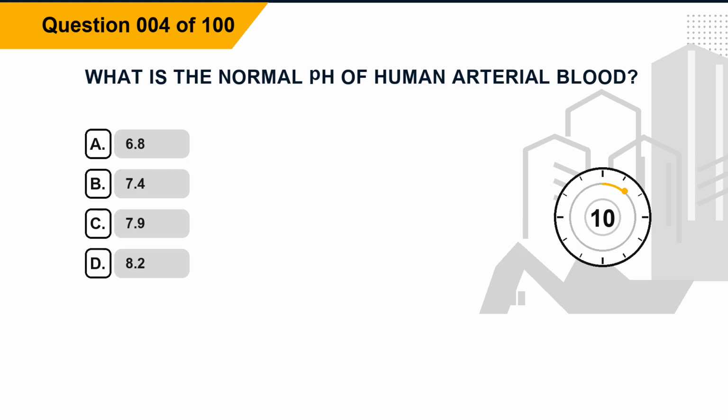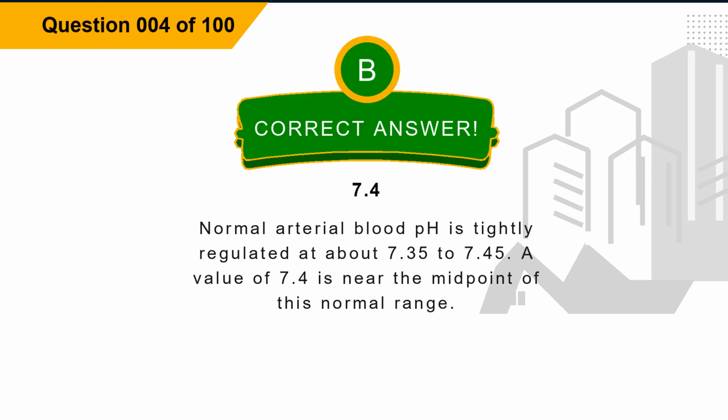Question 4. What is the normal pH of human arterial blood? Option A, 6.8. Option B, 7.4. Option C, 7.9. Option D, 8.2. The correct answer is option B, 7.4. Explanation. Normal arterial blood pH is tightly regulated at about 7.35 to 7.45. A value of 7.4 is near the midpoint of this normal range.